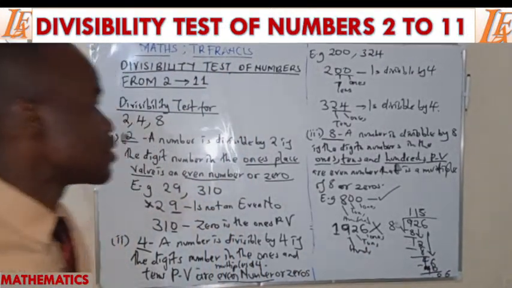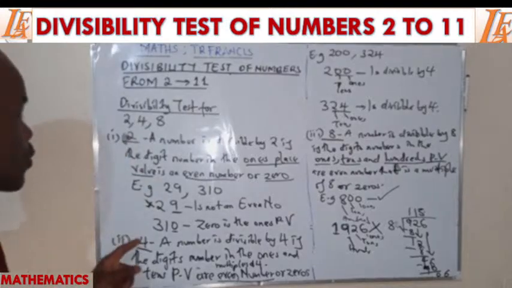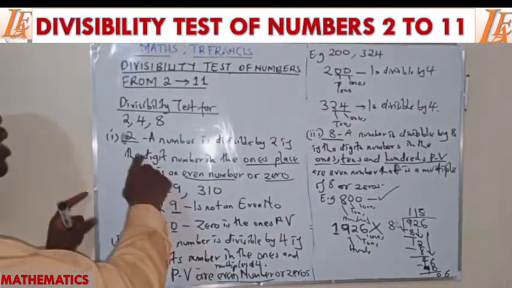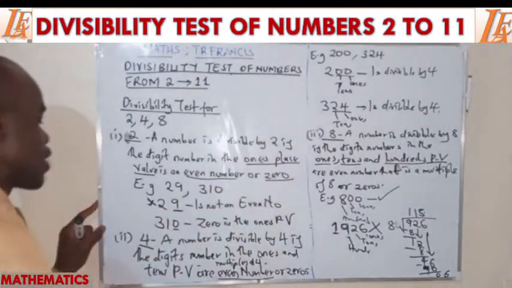So remember, for the tests of 2, 4, and 8, for 2 we look at the digit in the ones place value.